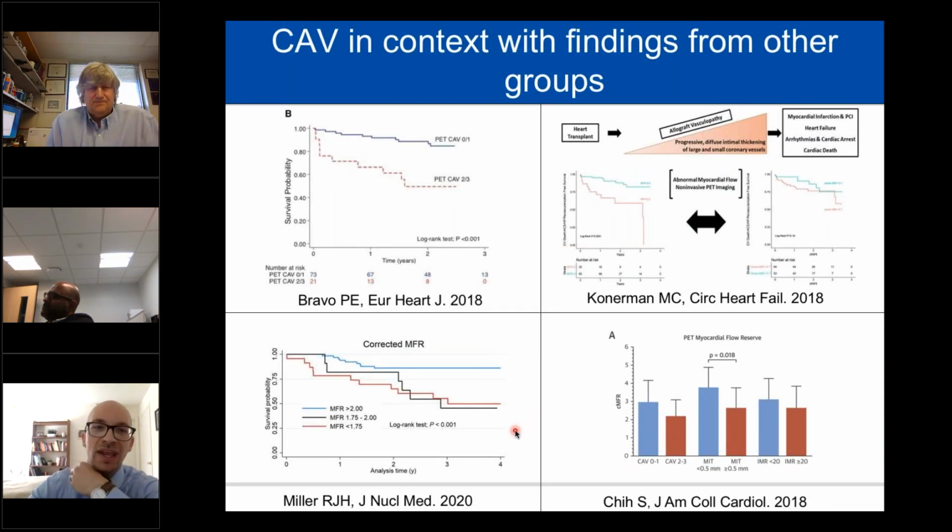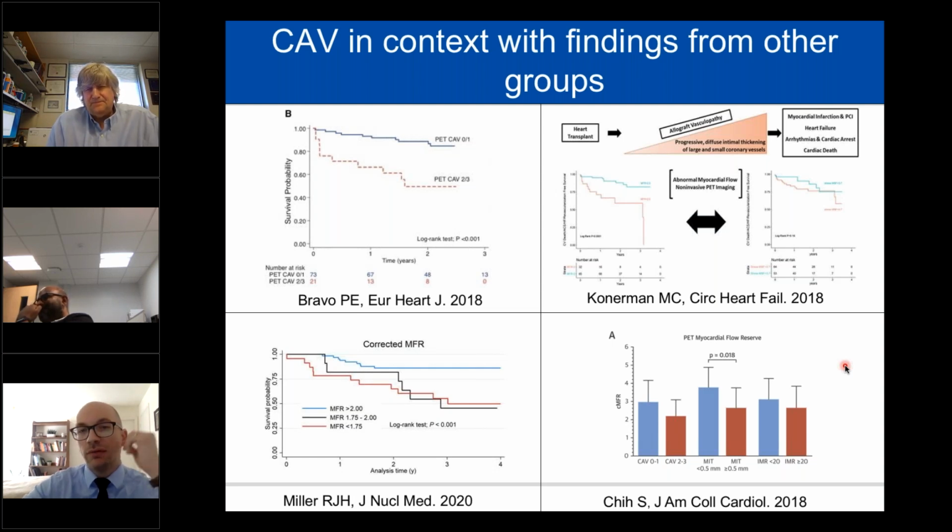So in the last 2 years, there have been a growing number of publications in really highly ranked cardiac journals showing very similar findings. And this image is from Dr. DiCarlo's group, Dr. Murthy's group, Dr. Berman's group, and Dr. Beanlands' group. And they're all showing very similar findings that PET flow reserve is predictive of outcomes, and it's a very useful tool in heart transplant patients.